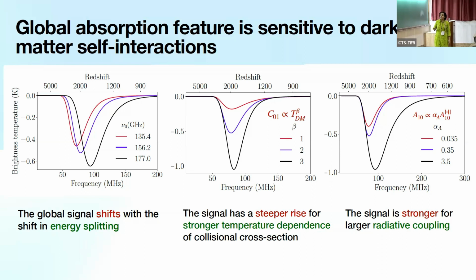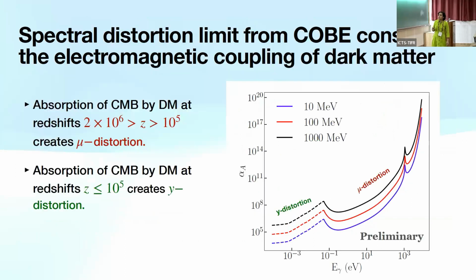It is also a function of the collisional interactions of dark matter, so that changes the shape. And also if you increase the electromagnetic coupling, then the amplitude of the signal increases. So instead of a global absorption feature, absorption of CMB photons by dark matter can also lead to spectral distortions. And there are limits on spectral distortions from COBE. So this is a preliminary result where we have tried to constrain the coupling of dark matter as a function of the energy splitting of dark matter for mu and y distortions.